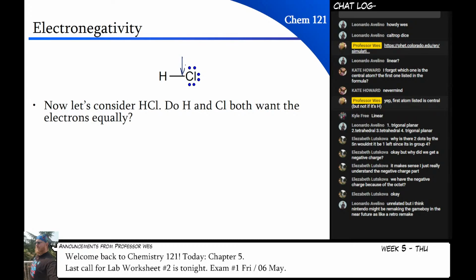Now, is it completely on that end? No, if chlorine just took the electrons for itself, you'd have an ionic compound. But HCl has a covalent bond. You can think of it as like an ionic bond.